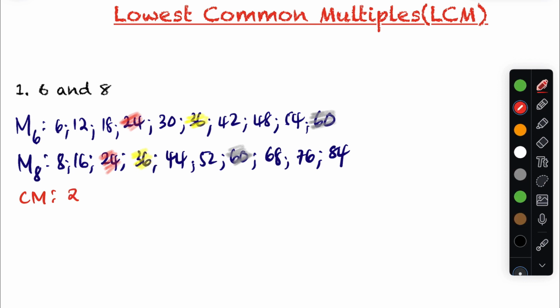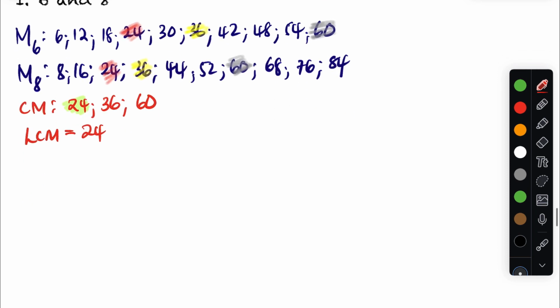So let's write the common multiples. It's 24, and the second one is 36, and the last one out of the first 10 multiples there, it's 60. So now let's look at the lowest common multiple. The lowest common multiple out of those multiples that you have is going to be the first one there, the lowest, which is 24. That's the first method, and that's the easiest.